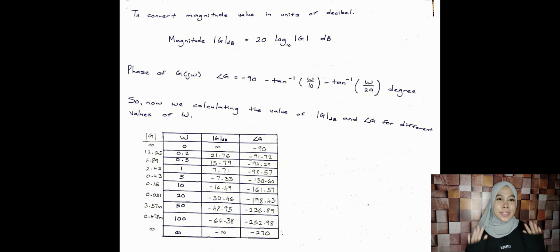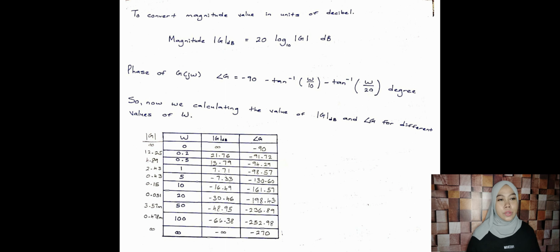To calculate the magnitude of G(j omega), the modulus of G is equal to 490 over omega times square root of (omega power of 2 plus 100) and square root of (omega power of 2 plus 400). Hello. Thank you Siti Nushairah for the explanation. I will continue this manual calculation explanation.